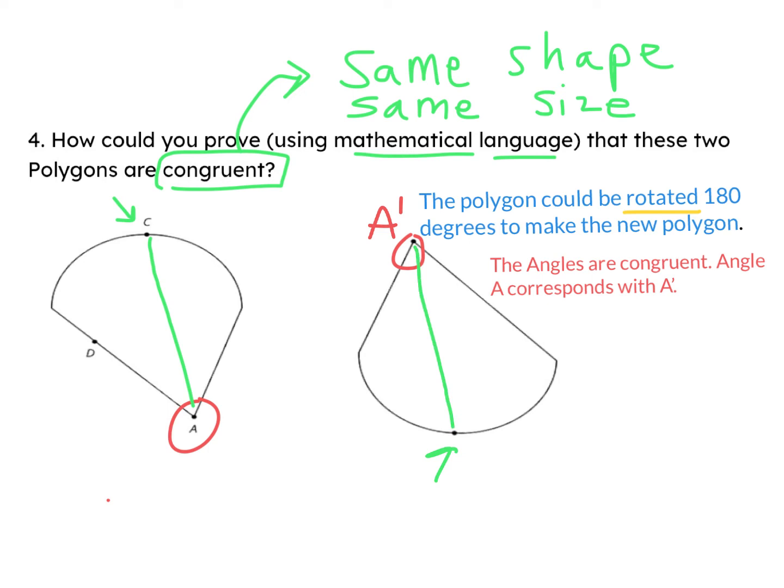and A to C prime, that line segment, we could use a ruler and that line segment would match up. So that's the final thing to note, that line AC would be congruent to line A prime C prime. So the rotations prove it, and the angle correspondence and the line segment.